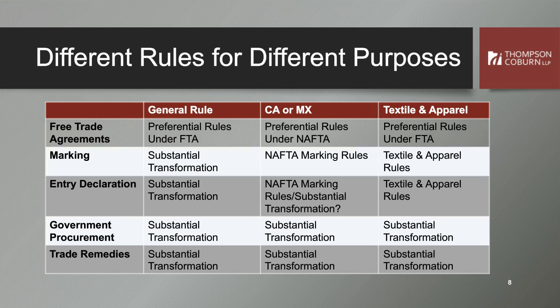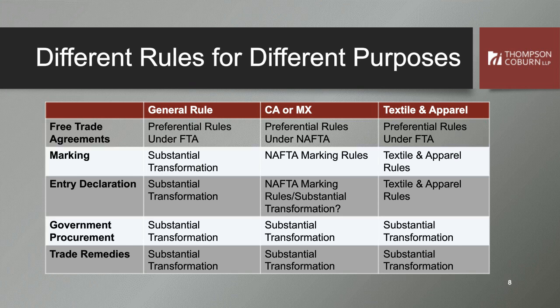In some ways, I think for the trade, for everyone who is involved in import operations, it would certainly be easier if Customs adopted substantial transformation as the general rule of origin for marking and for entry declaration. That would certainly make things easier, because right now under USMCA and NAFTA, you're doing several analyses to try to find your origin. You would still have that if you're using preferential treatment, but that's a different story.